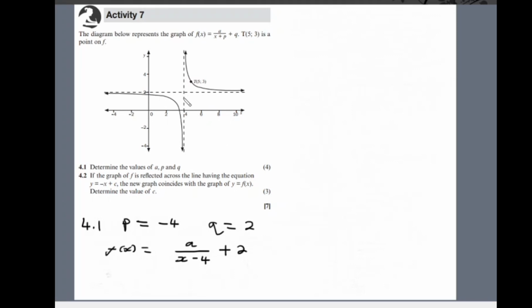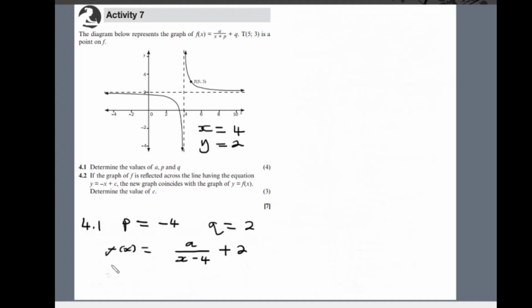From this diagram, I see the equation of the vertical asymptote is x equals 4, and the equation of the horizontal asymptote is y equals 2. So I know x cannot be 4, which means I need to subtract 4 in the denominator. So that is how I got the values of P and Q.